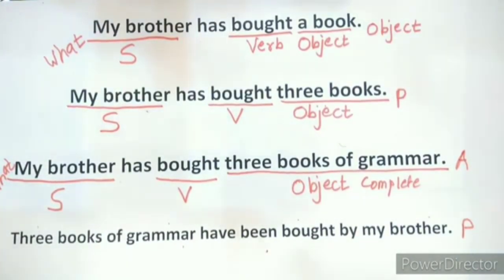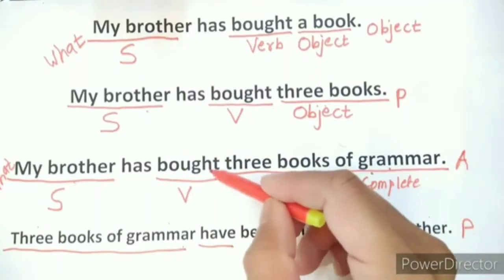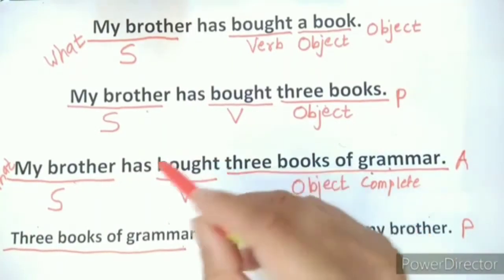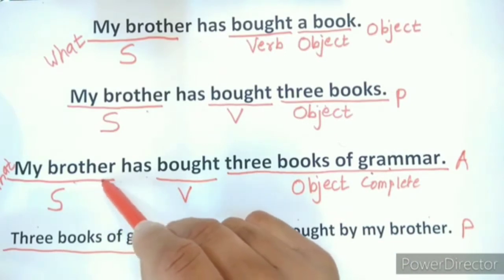The first important step is we change the place of subject and object. We write down this object in the beginning of the passive voice. Then we write down the suitable helping verb after the object. If you look at the sentence, the helping verb is has because the subject is in singular form.